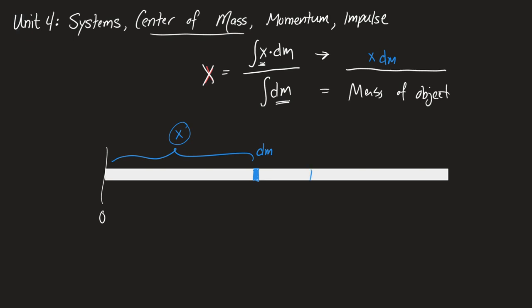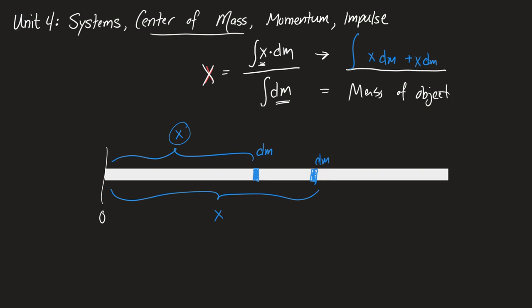And then pick another piece. Find its x away. And find out its amount of mass. And then take that piece and add it to the other one. And do that for every piece of the meter stick. Add them all up, and you'd get the center of the meter stick.